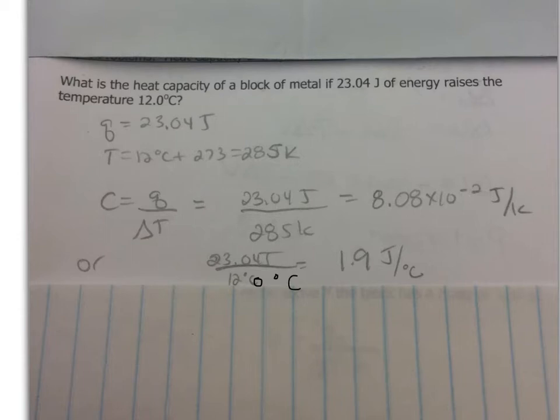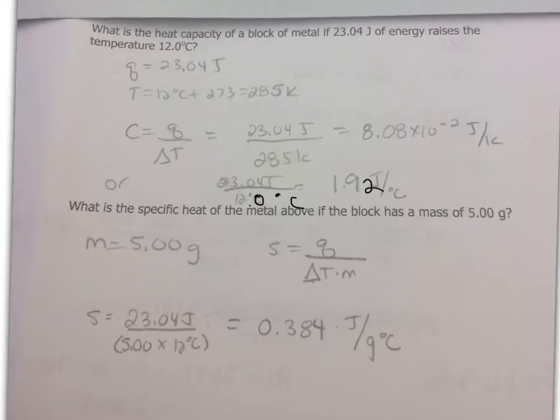And our answer would be 1.92 joules per degree C. So again, it really doesn't matter if it's in joules per Kelvin or joules per degree C, depending on what they're specifically asking for. Since this is in joules and degree C, I might simply leave it in joules per degree C. The second problem builds off of the first.